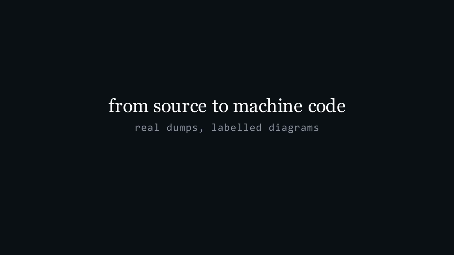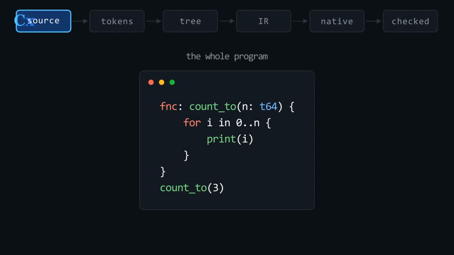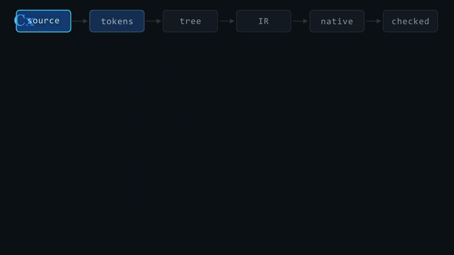Here is the whole program. A function, count2, that takes the number n. Inside it, a loop. For I in 0 up to n, print I. And one line at the bottom that calls it with 3. 6 lines. This is everything the compiler is handed. By the end, it will be native instructions running on your CPU. Let us watch it get there.